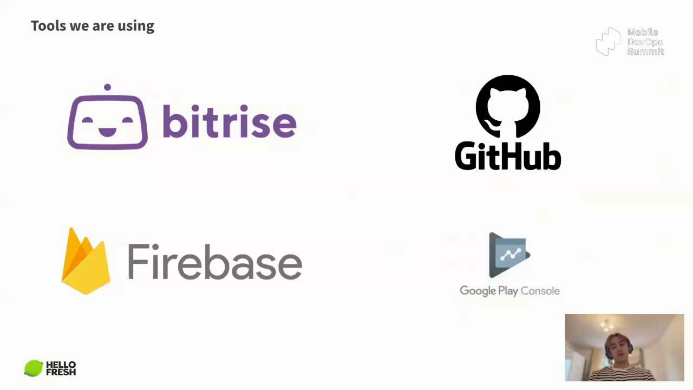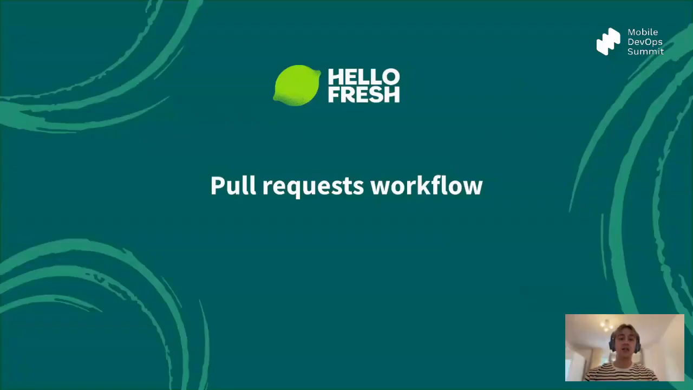So basically we are using Bitrise as our CI system, we are using GitHub as our repository, and we also, like any Android team I believe, use Firebase and Google Play Console. So, okay, let's start talking about the challenges which we are facing in our pull requests and how they affect us when we have this team.